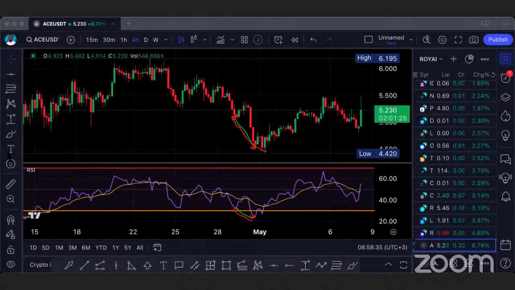Let me draw it again. This is my last example. From this point to this point, the market is going down. From this point to this point, the market is going down. From this point to this point, the market is going down. And it's still happening from here to here to here, good. From here to here, good.